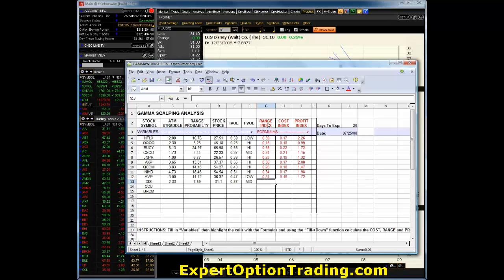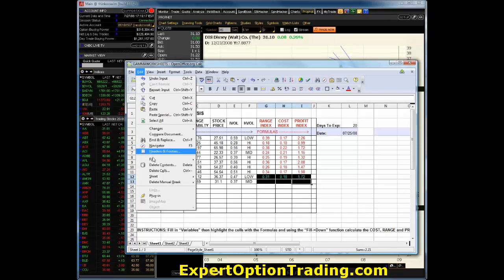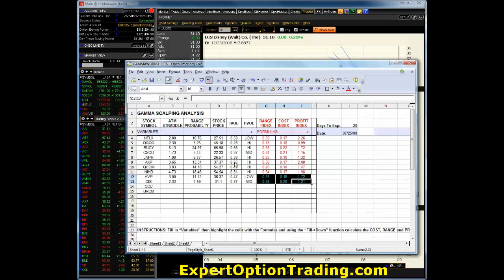Now, in order to determine the range index, the cost index, and the profit index, all we have to do is highlight these cells and then bring these down and highlight them all. Go to Edit, Fill, Down. And that automatically includes the formulas that we had previously on our issues and brings them right down and fills them in for us. Let's now take a look at these just for a second to do our analysis.